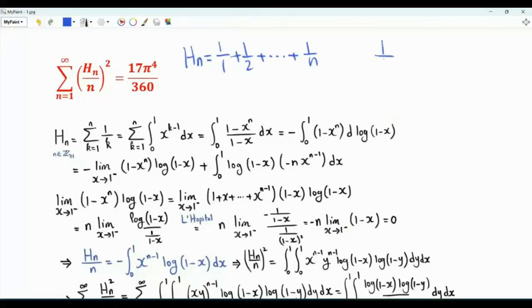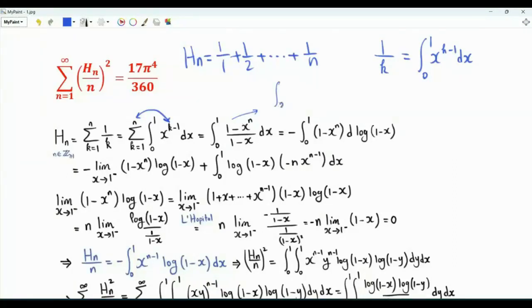We can write down 1 over k as the integral from 0 to 1 of x to the power k minus 1 dx. We can then interchange the order of integration and summation. We have a geometric series. We can write H_n as the integral from 0 to 1 of (1 minus x to the power n) divided by (1 minus x) dx. Let's do integration by parts.